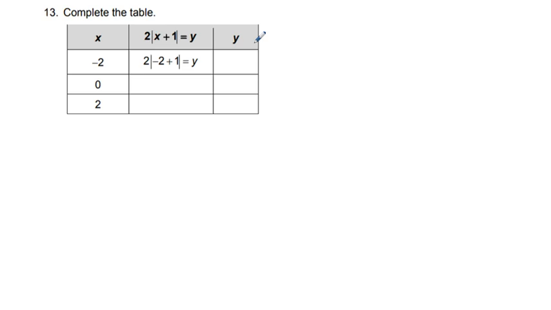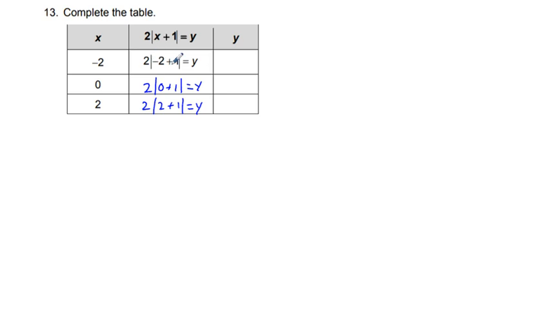Next, 13, complete the table. Here we have an x and a y. In this first example, we are plugging in -2 for x. So what if we plug in 0 for x? It would look like this: absolute value of 0 plus 1 equals y. And then for this next one, we have 2 times quantity 2 plus 1 equals y. And the last thing is just calculating what these are at the right.